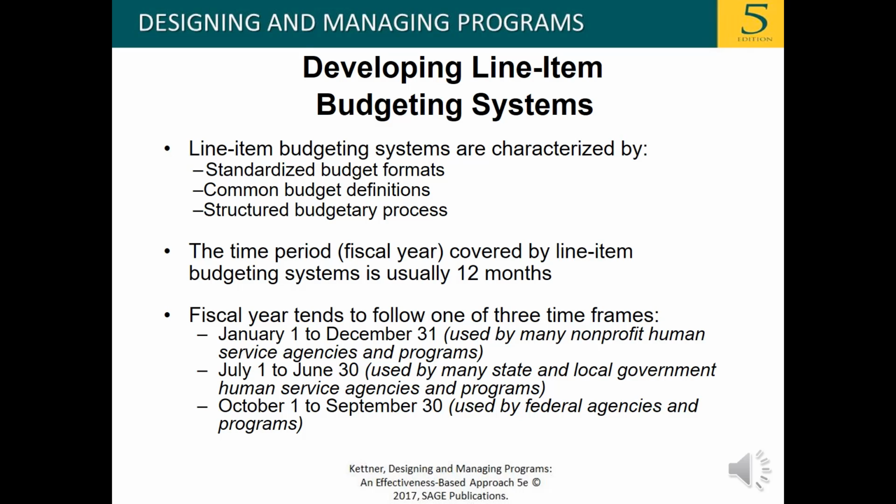The time period covered by line item budgeting systems is typically 12 months and is referred to as a fiscal year. Fiscal year tends to follow one of three time frames: January 1st to December 31st, used by many nonprofit human service agencies and programs; July 1st to June 30th, used by many state and local government human service agencies and programs; or October 1st to September 30th, used by federal agencies and programs.